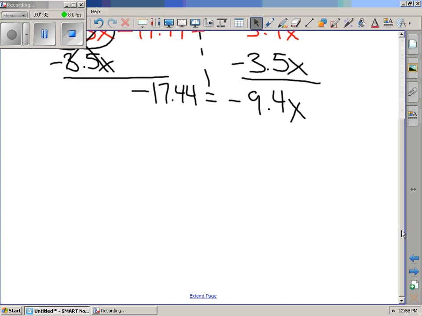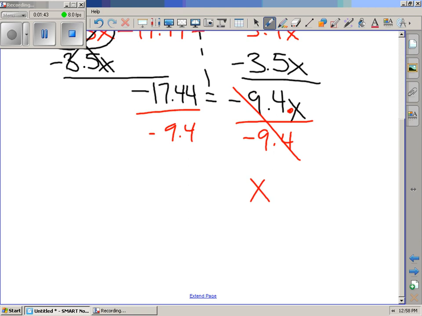Negative 9.4 is being multiplied by the x. The inverse operation is division. So to get rid of that negative 9.4, you divide by it. And we're left over here with just x, because negative 9.4 divided by negative 9.4 equals 1. So 1x we can just write as x. Then we take negative 17.44 and we divide it by negative 9.4.